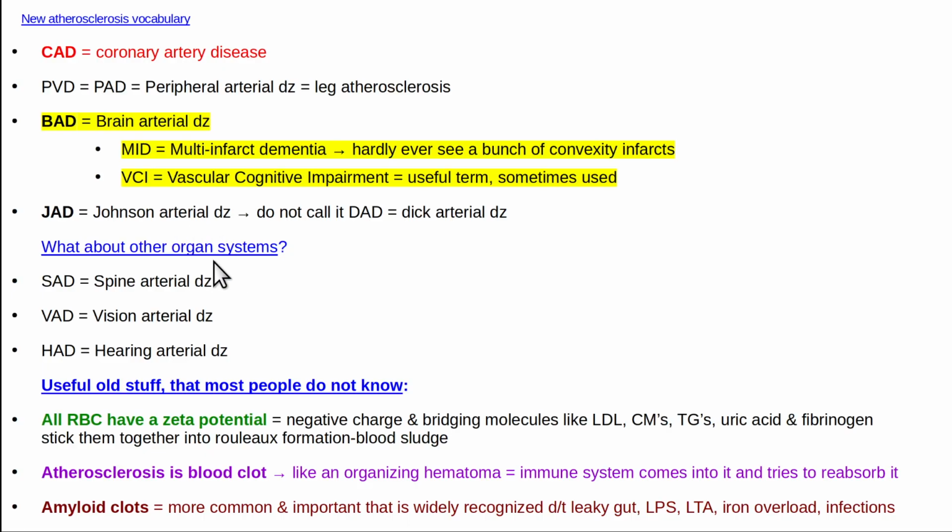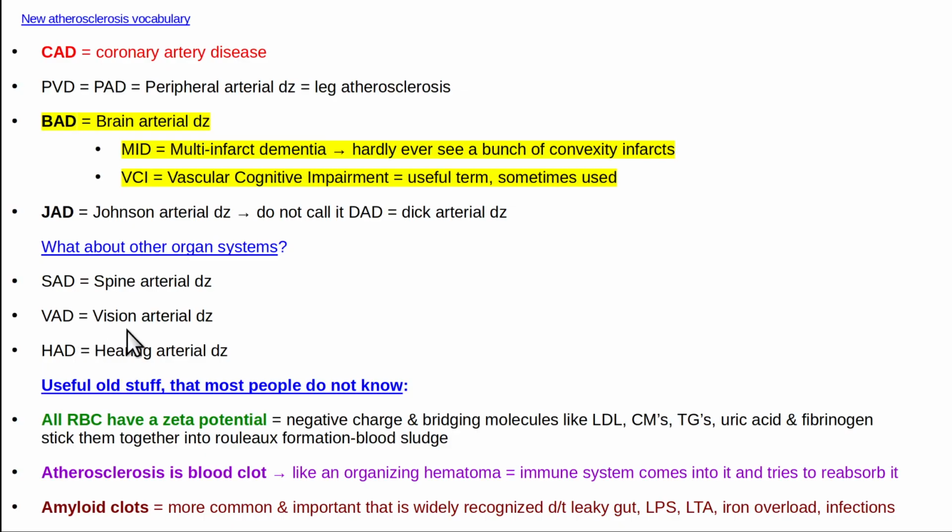What about other organ systems? For the spine, we can call it SAD, spine arterial disease. Yes, I realize it might get confused with the standard American diet, but in the context of talking about anatomical disease of the spine, we can know that SAD equals spine arterial disease. There's a mechanism of spine degenerative disease, like Peter Rogers' theory of spinal ischemia as the most common cause of back pain. I've gone over that in separate lectures.